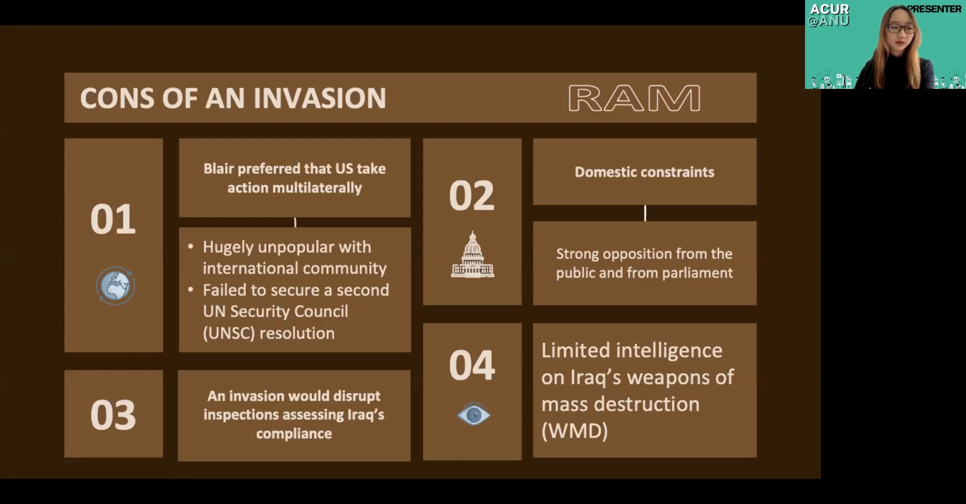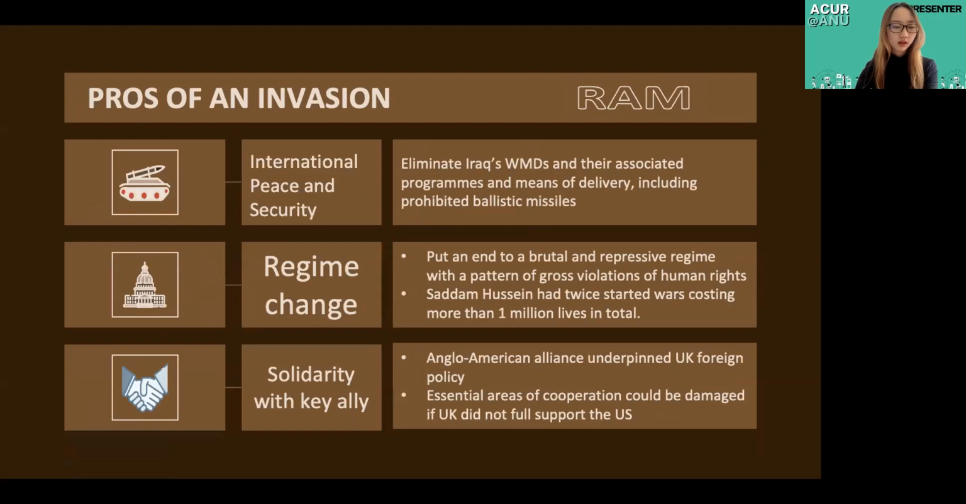Finally, the invasion would disrupt the work of inspectors in assessing Iraq's compliance and intelligence on Iraq's weapons of mass destruction, WMD, programs was limited and uncertain. In contrast, a successful invasion could effectively eliminate the danger to international peace and security from Iraq's WMDs and the associated programs and means of delivery, including prohibited ballistic missiles.